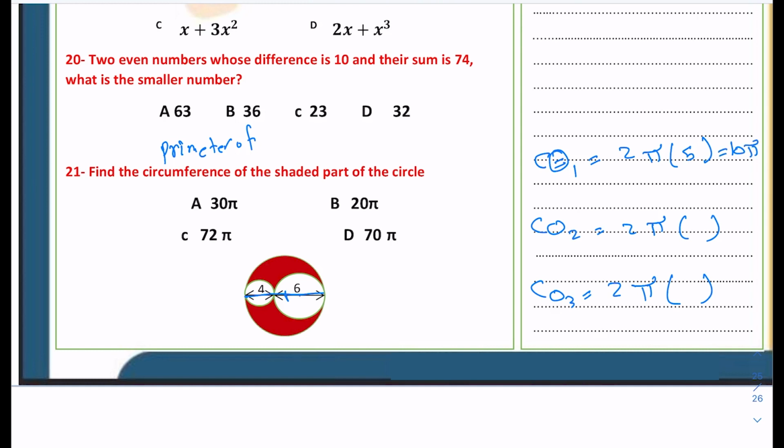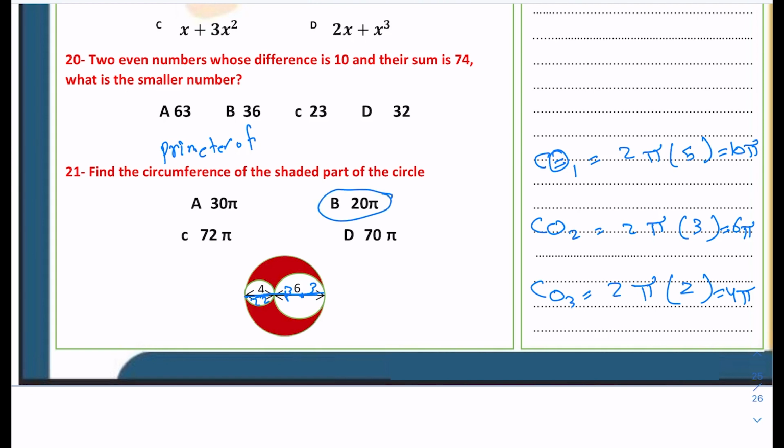What about the middle circle? Here I have 3 and here I have 3. So this will be 6 pi. What about the smallest circle? Here will be 2 and 2. So it will be 4 pi. Now add all of them. 10 plus 6 plus 4 will be 20 pi.